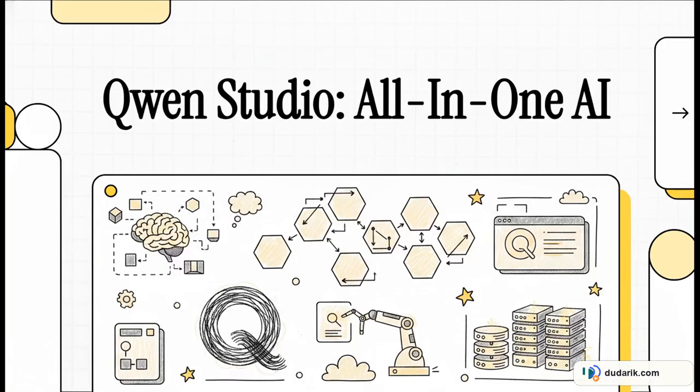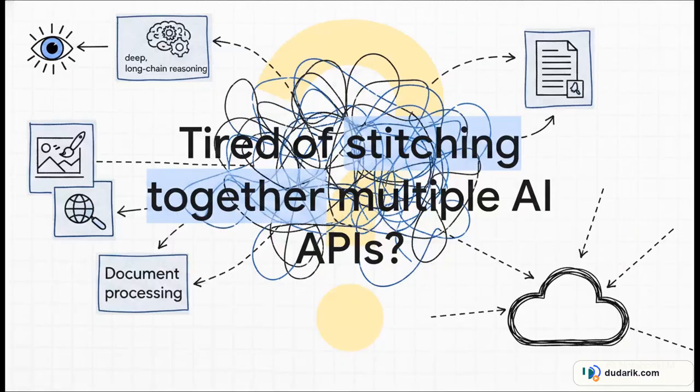Now, if you've been following the rapid evolution of the Qwen model family, you already know they've quietly built one of the most capable open-weight lineups on the planet. But this latest move? It isn't just about a new model, it's about the platform that brings the whole shebang together. But before we get into the technical architecture, let me ask you something.